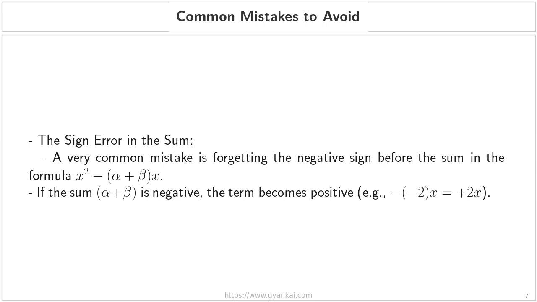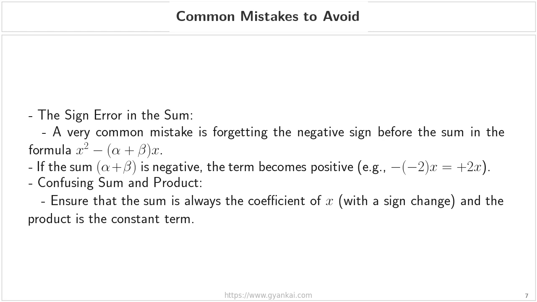When you look at our general formula, remember that there is a negative sign placed right before the sum of the zeros. Specifically, in the expression x squared minus the quantity alpha plus beta times x, that minus sign is crucial. If your calculated sum, alpha plus beta, happens to be a negative number, that double negative will turn the term positive. For example, if your sum is -2, then minus -2x becomes plus 2x. Always double-check your signs here.